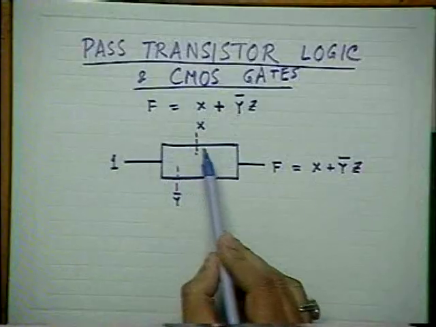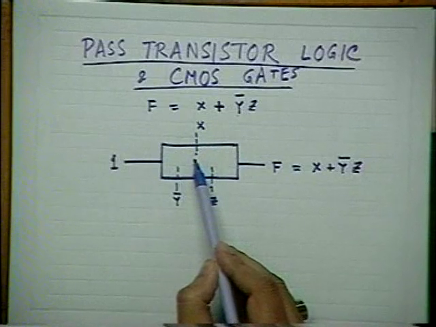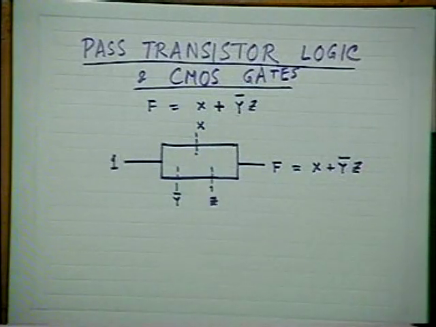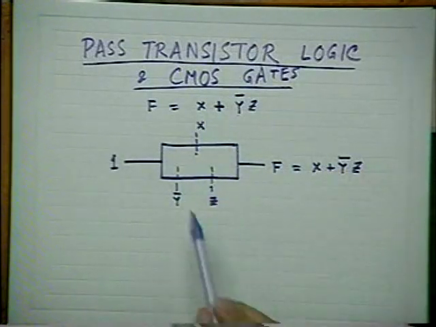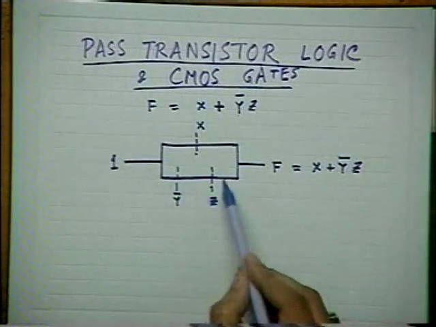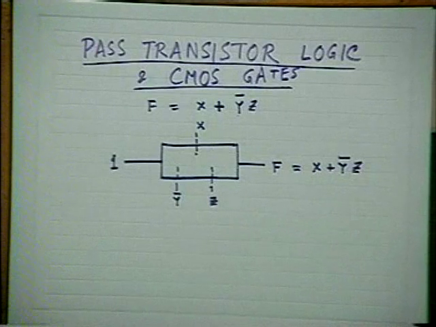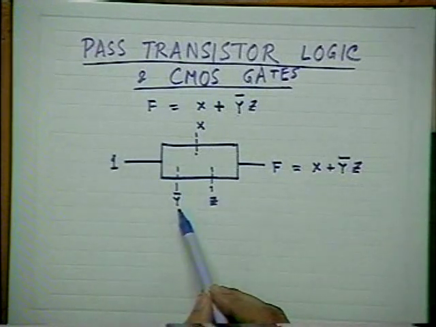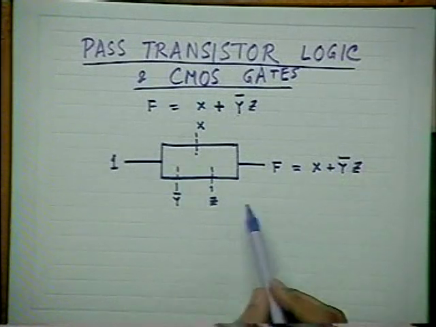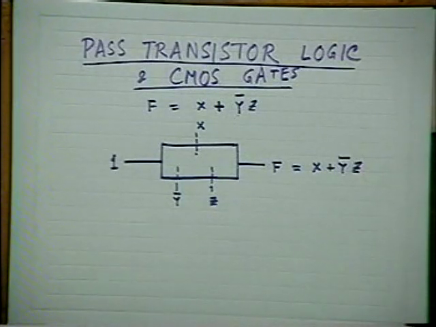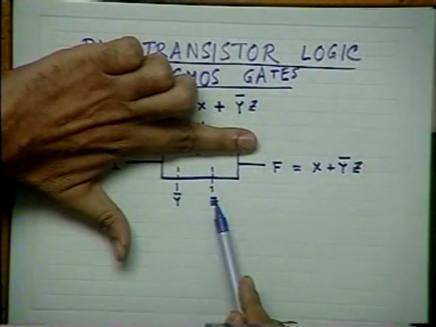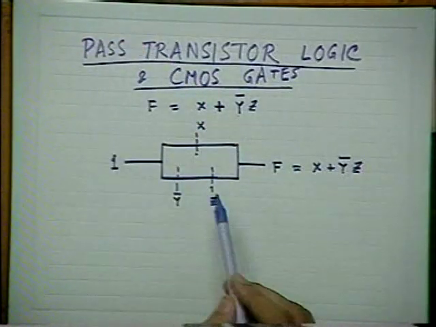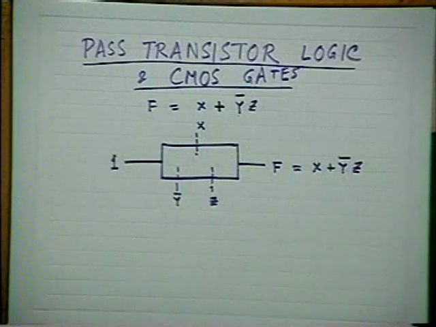So this is a diffusion, and then I have a poly. That means there is a MOSFET here underneath, and you are connecting your X input here. And then there is a long diffusion. There are two polys, meaning two transistors in series. At the input of one transistor you have connected Y bar, Y complement, and at the other input Z. So if you ignore this part, it is nothing but Y bar Z AND function. And when you OR it with X, it becomes X or Y bar Z. And you get it at this output side.